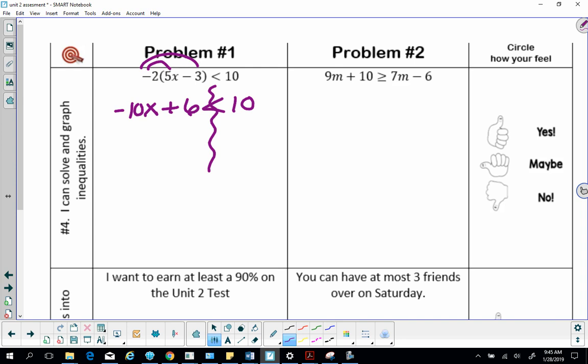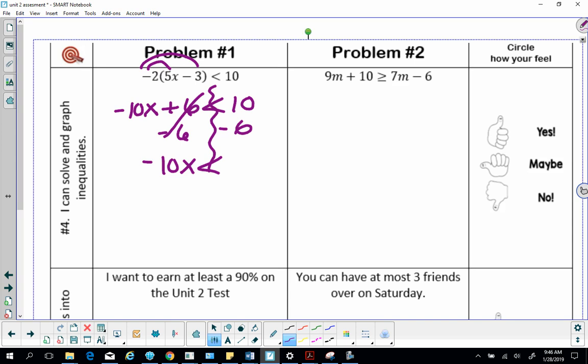Then how do I get this 6 to the other side? Subtract it. And so I end up getting negative 10x, and then negative, or not negative, I end up getting 10 minus 6, which is 4. Then how do I get x by itself? Divide, and see how I'm dividing by a negative coefficient? What happens to my sign? It flips.